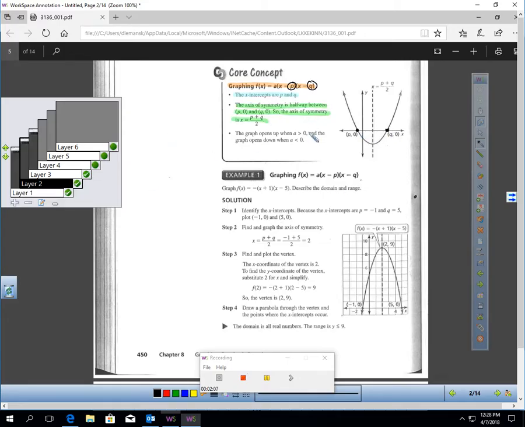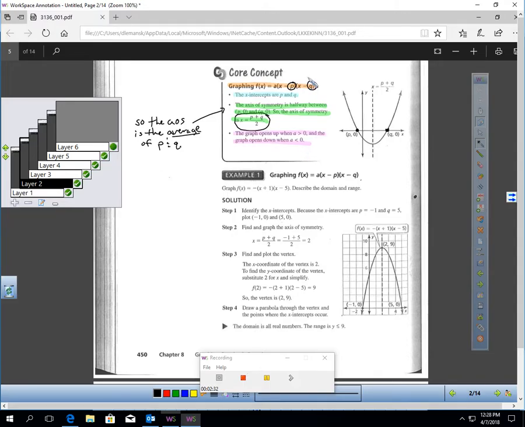The axis of symmetry is halfway between points P and Q. So the axis of symmetry can be found by averaging P and Q together. To find the average of something, you add those things up and divide by 2. That's what this little thing is telling you. Find the average of P and Q and you've got the axis of symmetry.